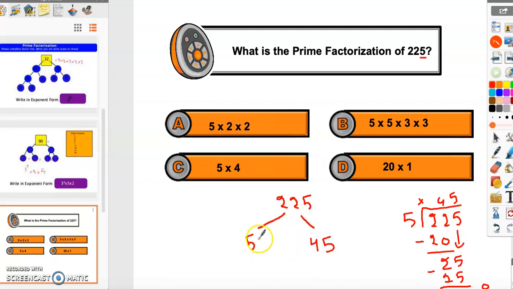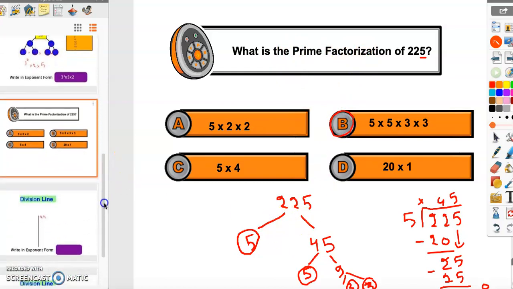We know that 5 is a prime number, so we will circle it. 45 is a composite number. We can write it as 5 times 9. 5 is also a prime number, so we will circle it. 9 is a composite. We can write it as 3 times 3. So these two 3s are prime numbers, so we will circle them. So 225 is equal to 5 times 5 times 3 times 3, which is the answer. This prime factorization method is called the factor tree.